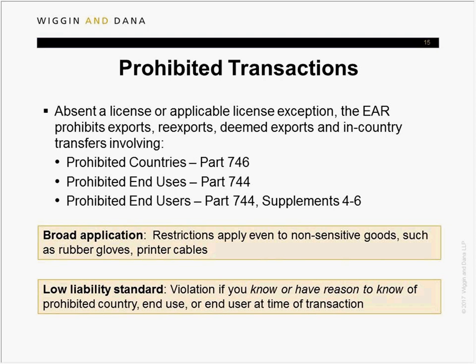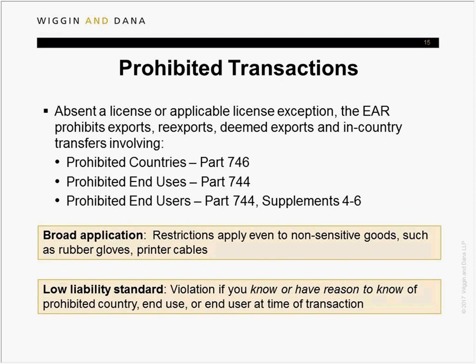And you can find those countries, end uses, and end users in the parts of the EAR that are referenced here. I want to point out again that these restrictions apply even to very non-sensitive goods, like rubber gloves, like printer cables, like bottles of sparkling water. Really anything you can imagine, even if it's not at all sensitive, could be subject to these controls.